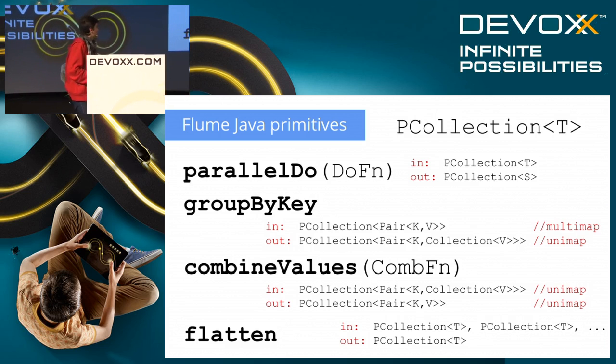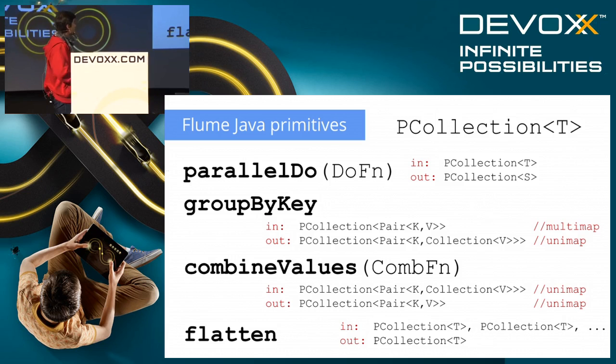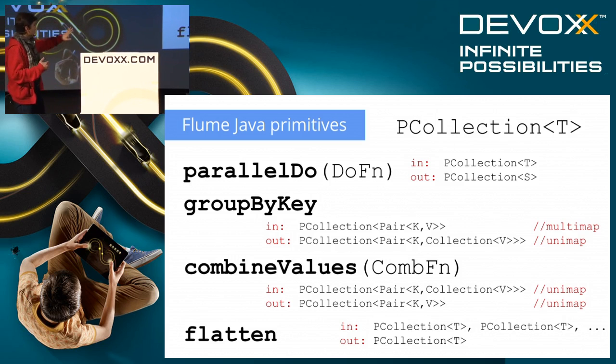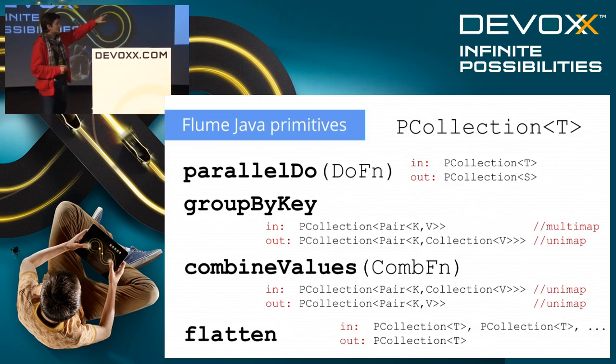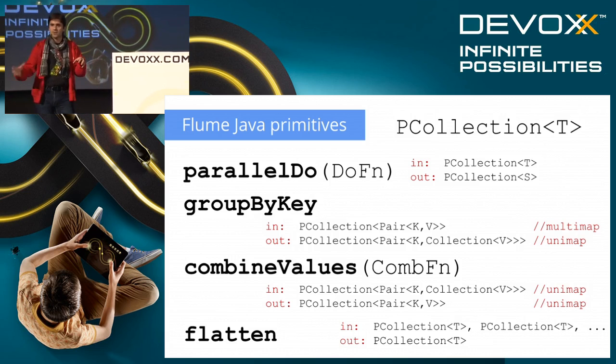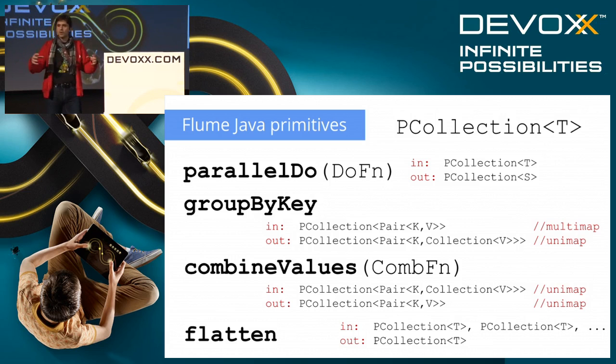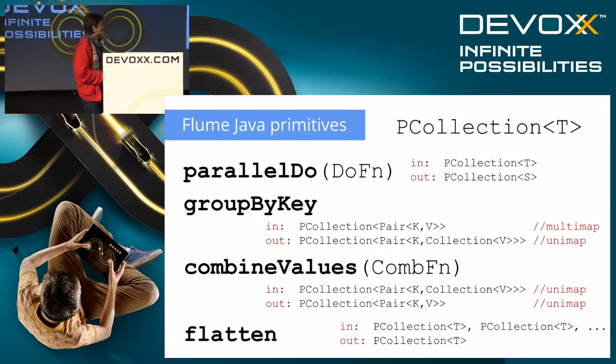The parallel do simply takes a P collection and outputs another P collection of elements of a different type. Group by key will take key value pairs and put them in bags by their key. Combine values actually is a parallel do, but to be more precise, it usually takes the output of the group by key. So key value pairs, but there is one key and already all the values associated to that key, and applies an aggregation function on those values that are associated to one key. So the output is a P collection of key value pairs with one key and one value. The input was one key and all the values related to that key.